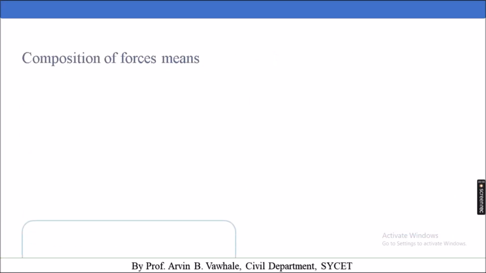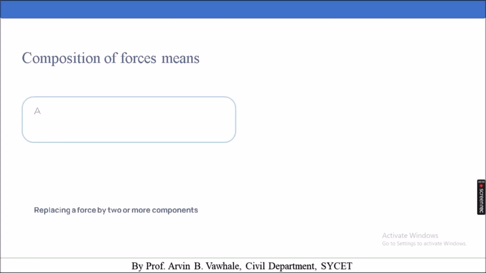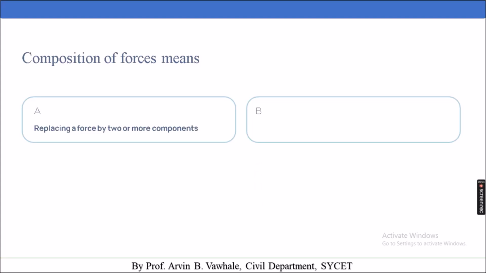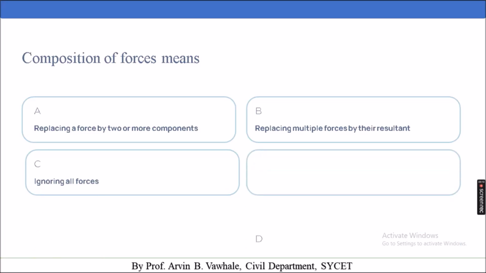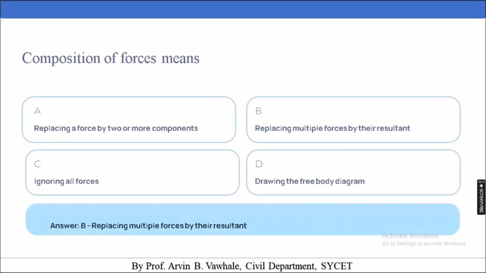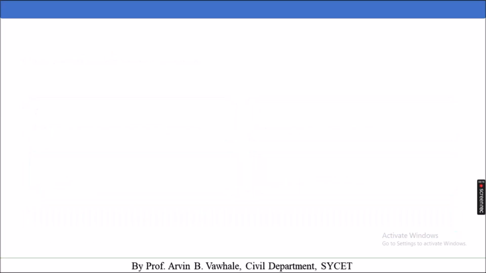Composition of forces means: option A, replacing a force by two or more components; option B, replacing multiple forces by their resultant; option C, ignoring all forces; option D, drawing the free body diagram. Answer: B, replacing multiple forces by their resultant.